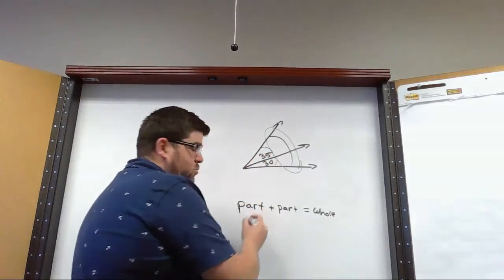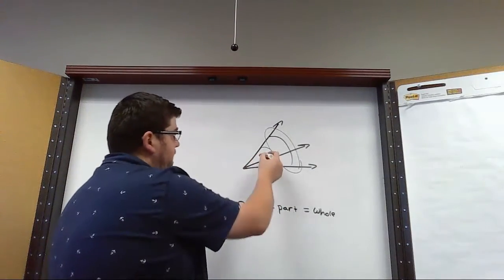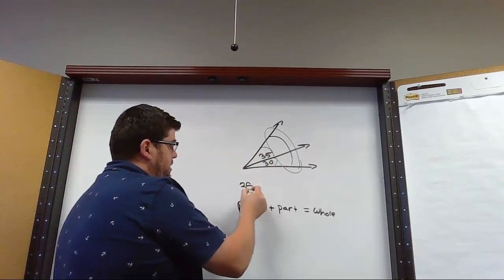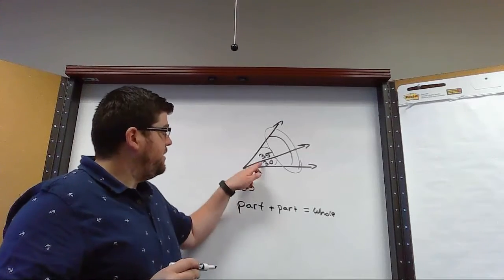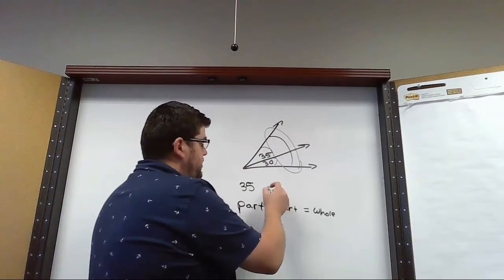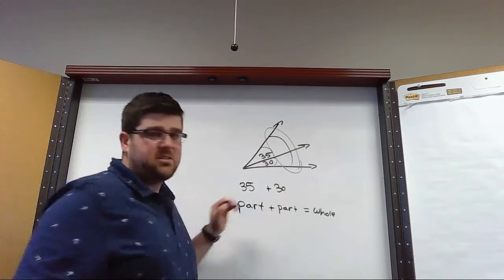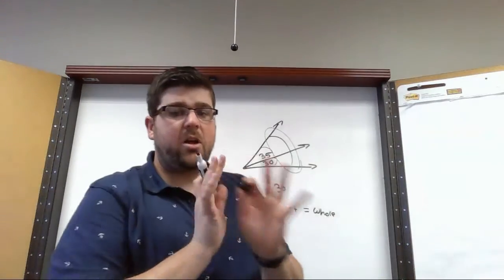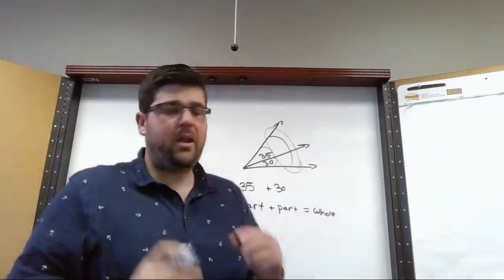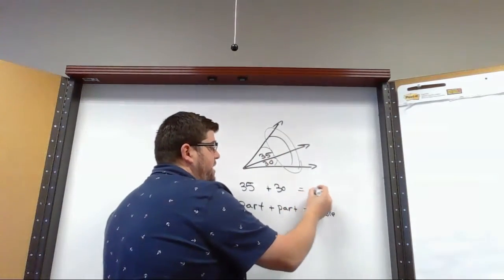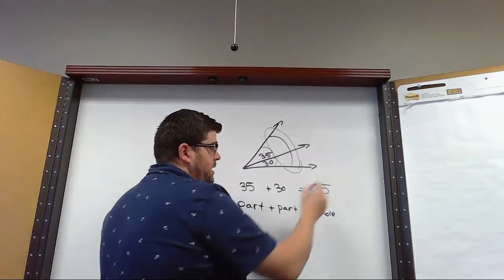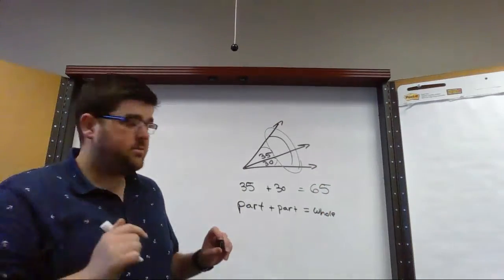So let's take a look. What's one part that I have? Well, I have 35 as a part. And then let's take a look at this next part. I have 30 as a part. Now I'm labeling these as parts because they are a smaller chunk of the whole thing. They are not the whole in and of themselves. So I add those two together and it actually equals 65.